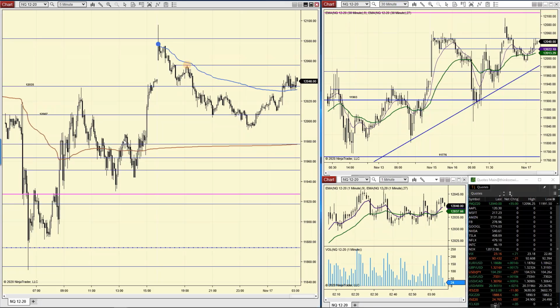Because we kept bouncing up, we'd fade, but we'd bounce right back up. And all of a sudden, kaboom, this thing just takes off. And then I guess with Tesla being included, we took off even more. It's since come back a little bit. Immediate resistance is going to be right here, 12,056.